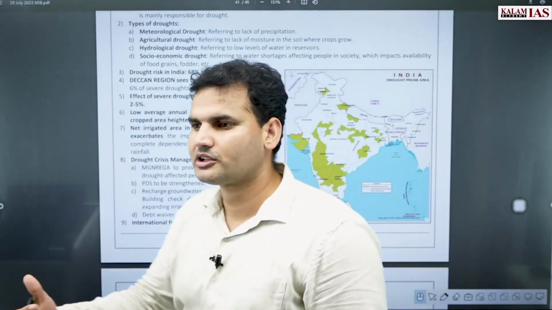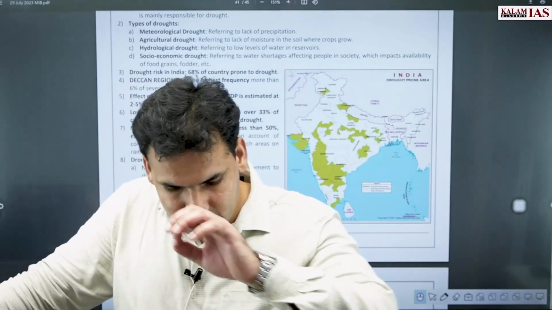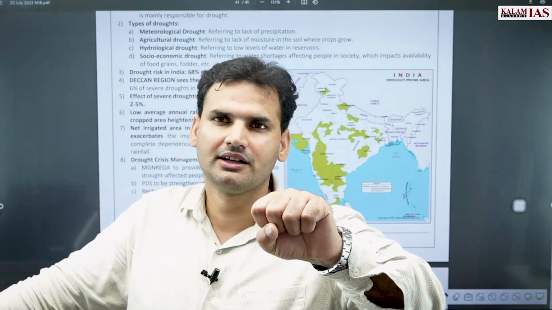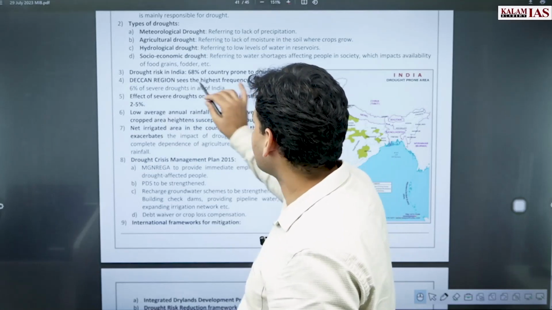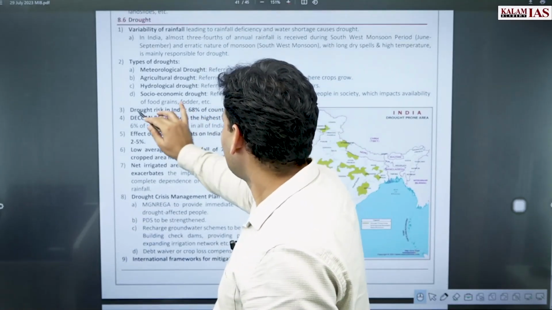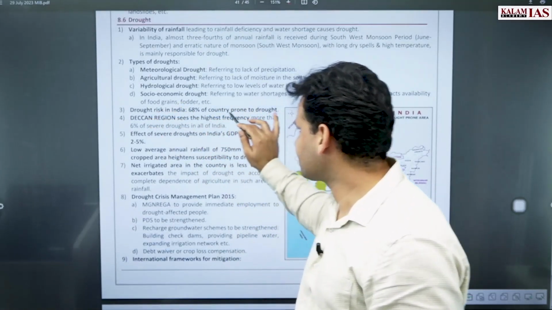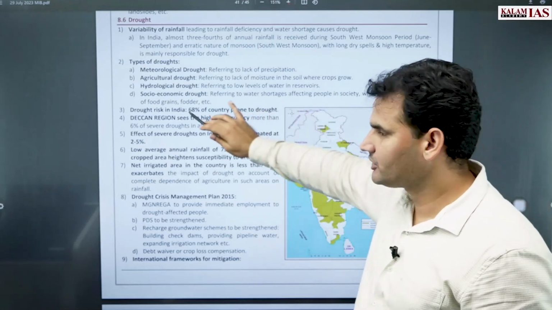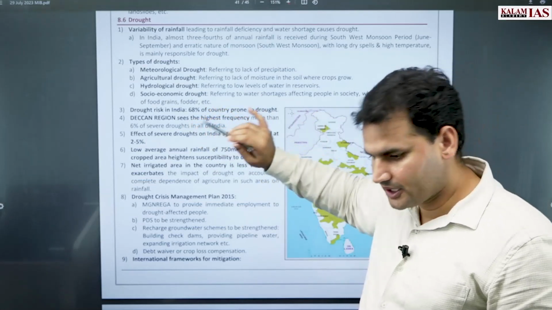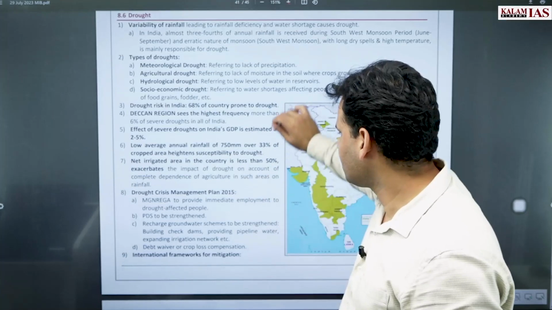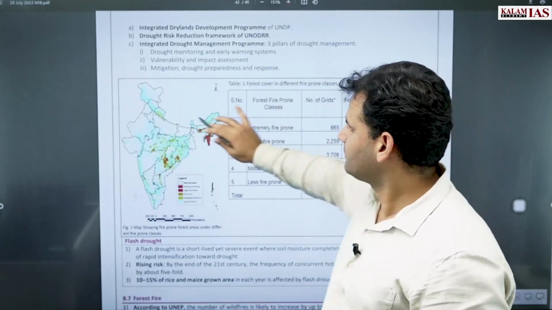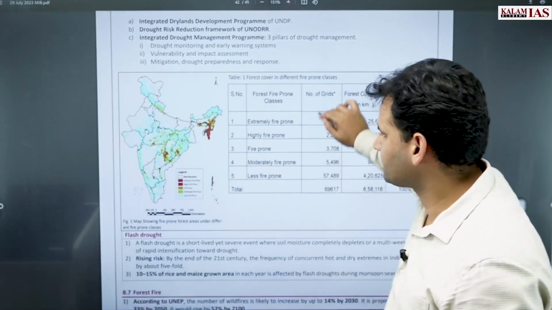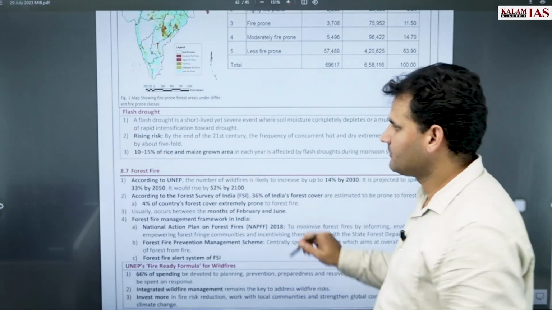Who doesn't know what drought is? But if you mention that such and such area, this much percentage of area of India, is prone to drought, so it is 68% prone to drought. If you begin your answer with this, it gives a better impact on the examiner. And never forget to depict these with the help of maps.